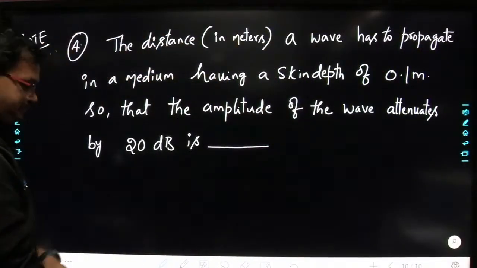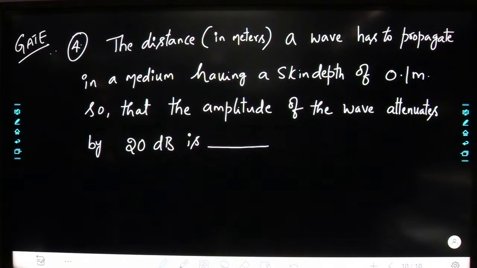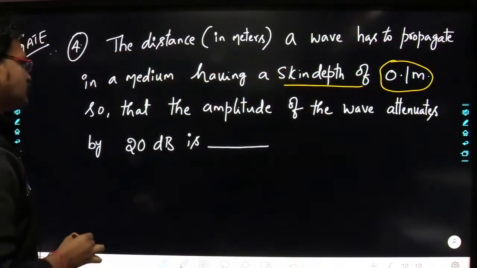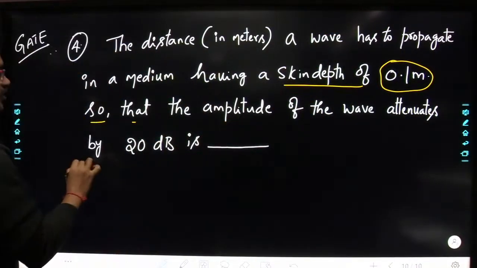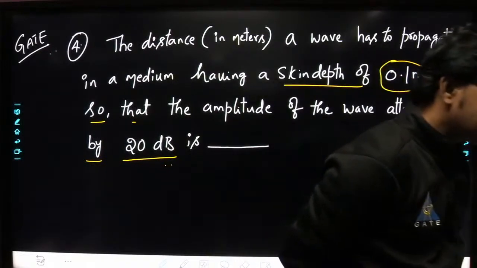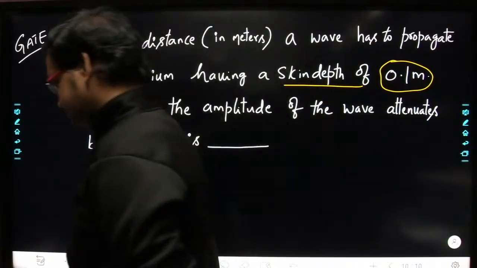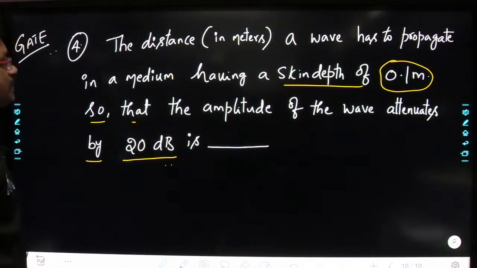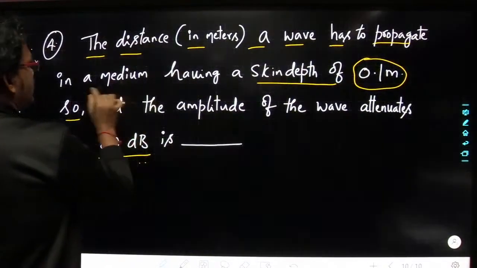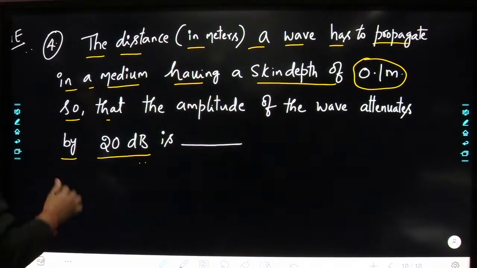Tell me here. The distance in meters a wave has to propagate in a medium having a skin depth of 0.1 meters, so that the amplitude of the wave attenuates by 20 dB is, right? Tell me here.